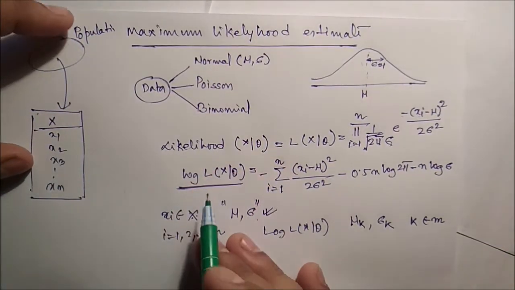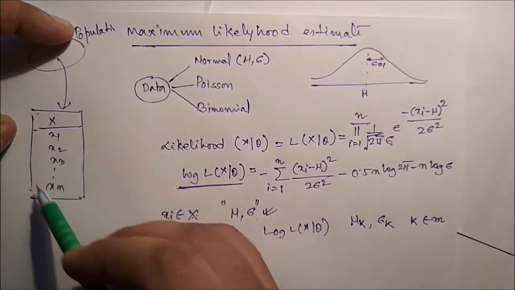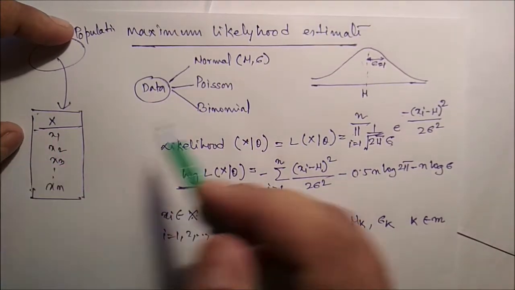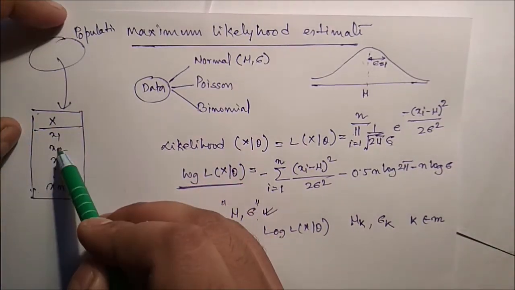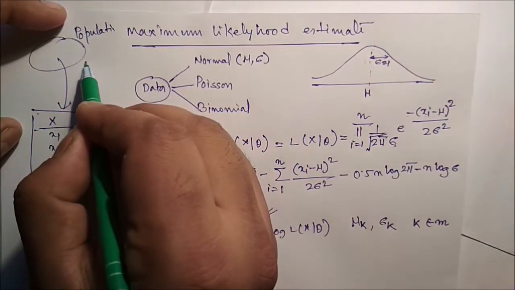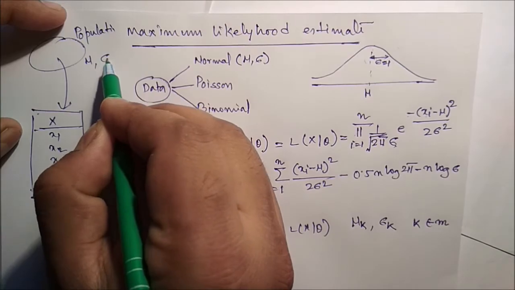Okay, now here assume its behavior is like normal distribution. So from this particular sample data we want to estimate the population mean and the standard deviation.